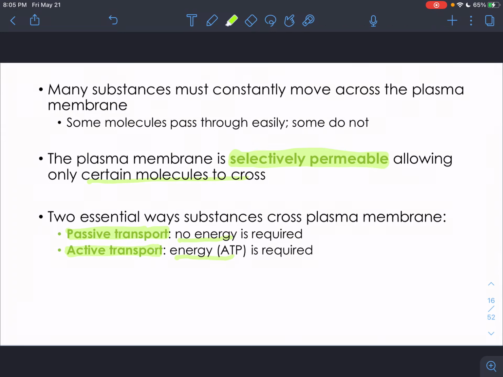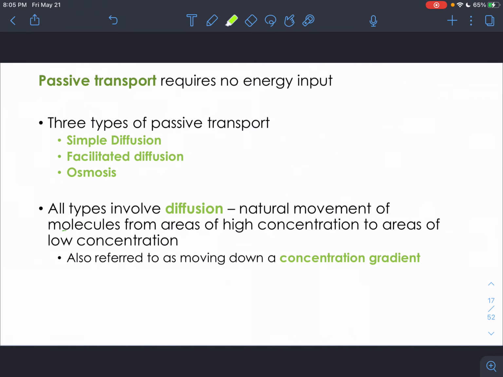Passive transport, it's on the next slide. Passive transport, like I said, requires no energy input. Okay, so passive transport is going to rely on diffusion for molecules to be moving. Hopefully everyone's heard of diffusion before, but diffusion is just the natural movement of molecules from an area of high concentration to an area of low concentration.